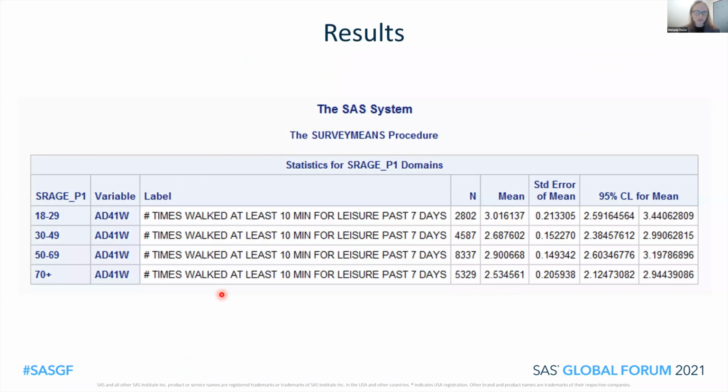So here are our results. And we can see that in the youngest age group, 18 to 29, there's a mean of 3.0 compared to the oldest age group with a mean of 2.5. And so it looks like the younger age group walks a little bit more than the older age group.